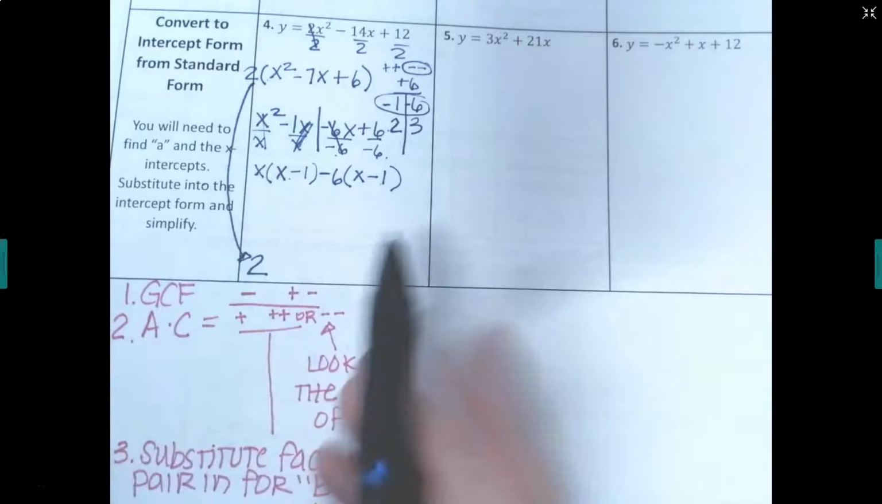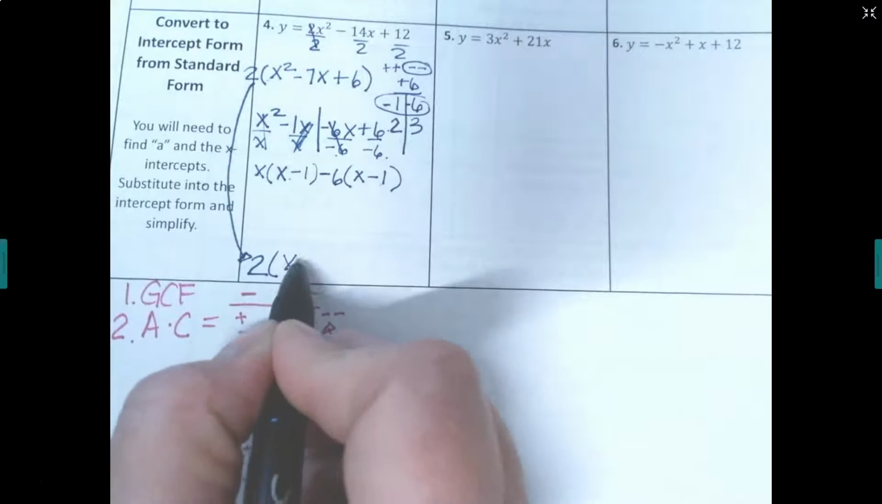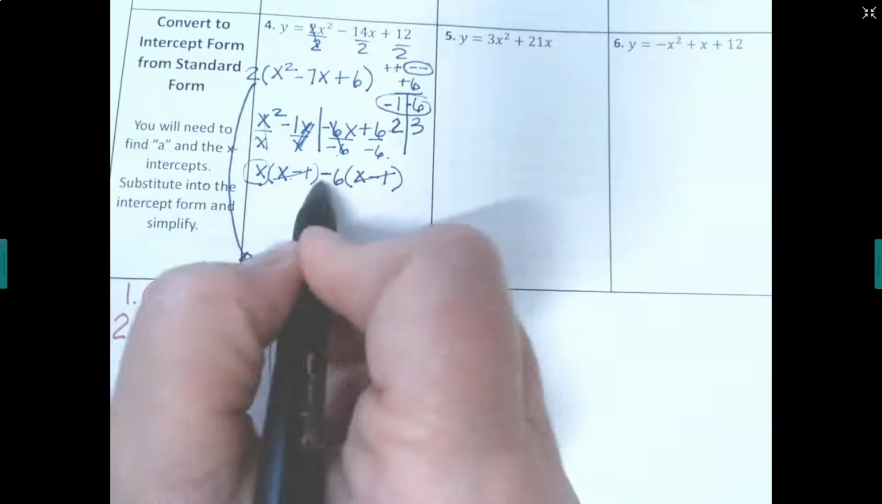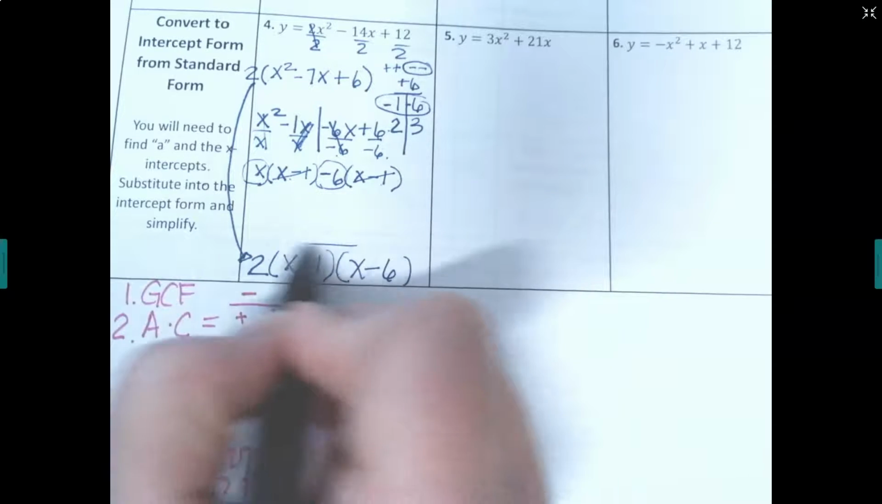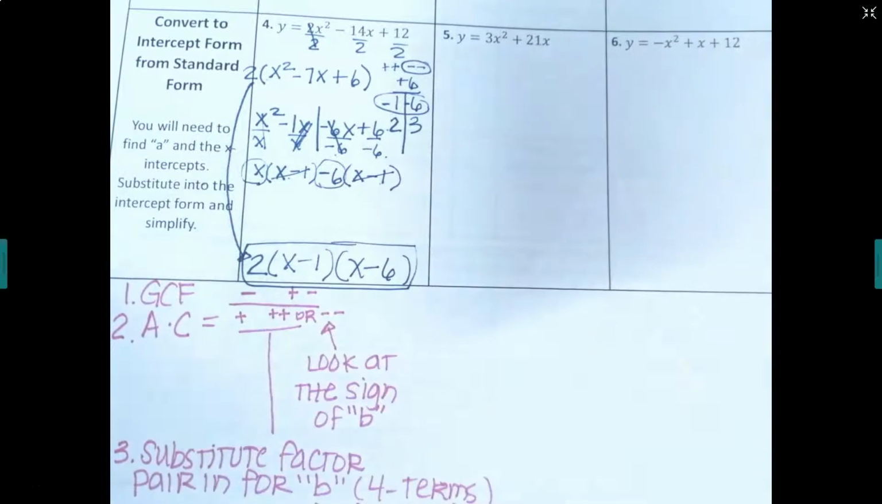They both have an x minus 1, which is the GCF. And when I take out the GCF, what is left behind is x minus 6. That's what goes in the other parenthesis. And this is your factored form.